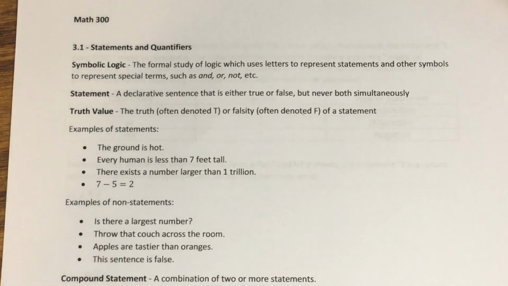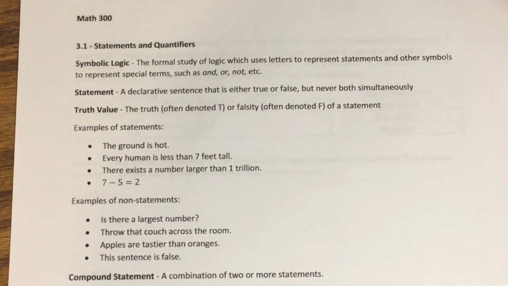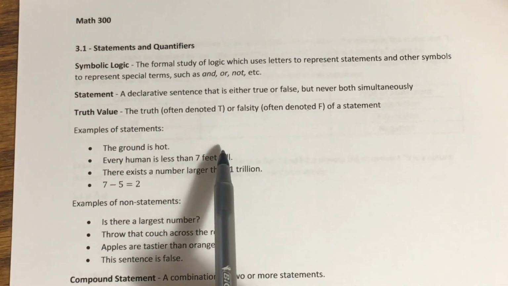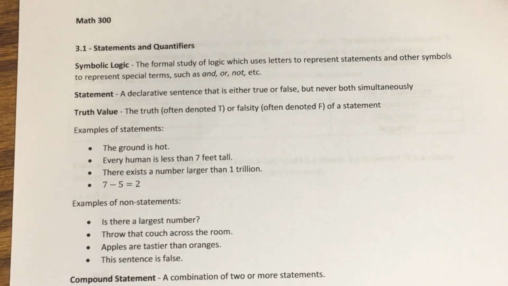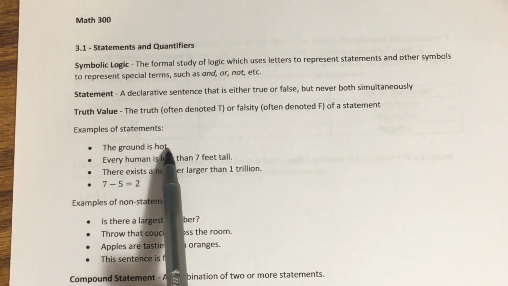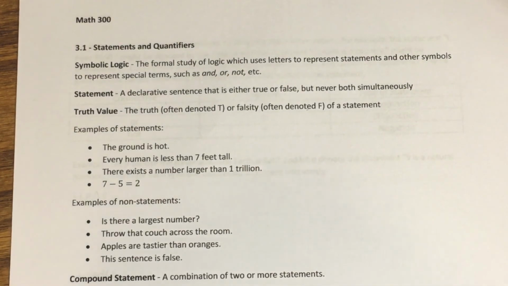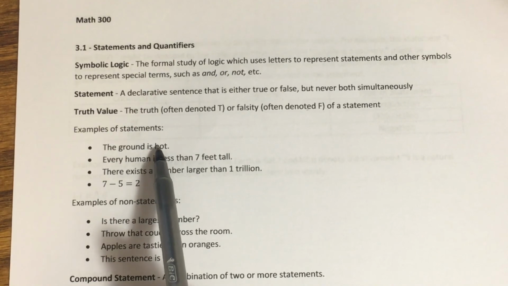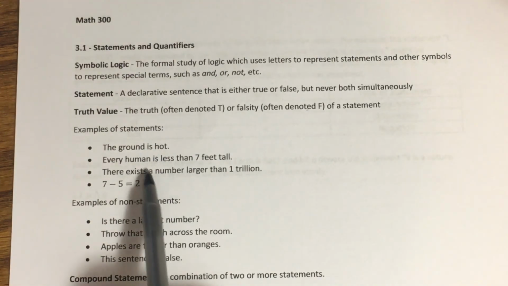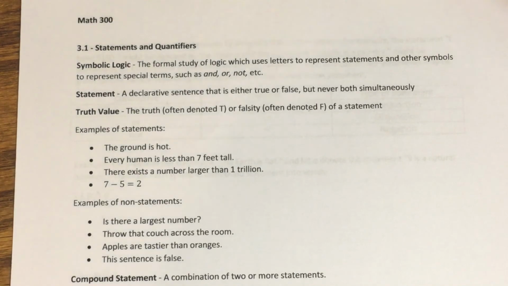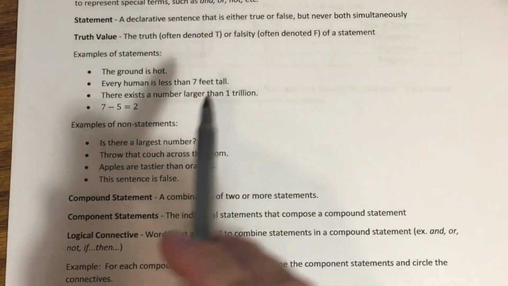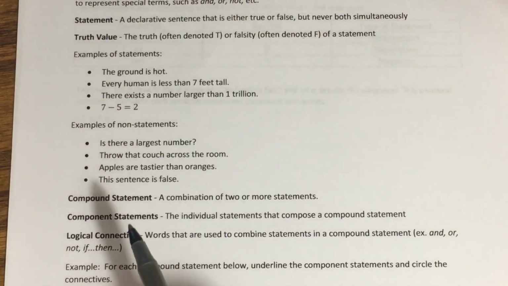The ground is hot. That's either true or it's false. Now you could debate this one a little bit because the idea of hot could be subjective. I can see you picking this one apart and saying, well, what's hot to one person is not necessarily hot to another. But ignoring that, we could say that this is a statement. It's either true or it's not. Every human is less than 7 feet tall. This is a quantifiable statement. It's a false statement also because there are people who are taller than 7 feet.